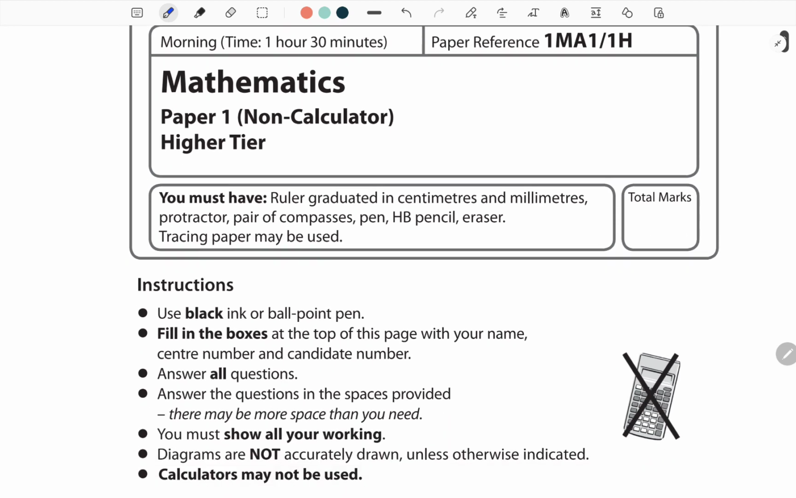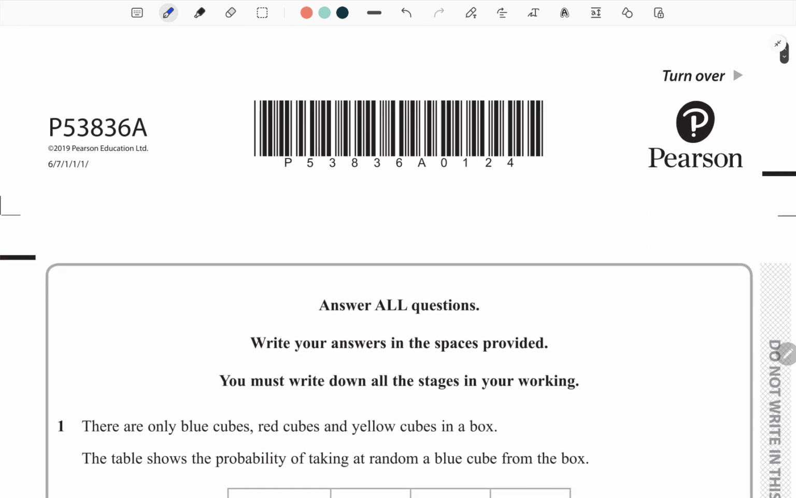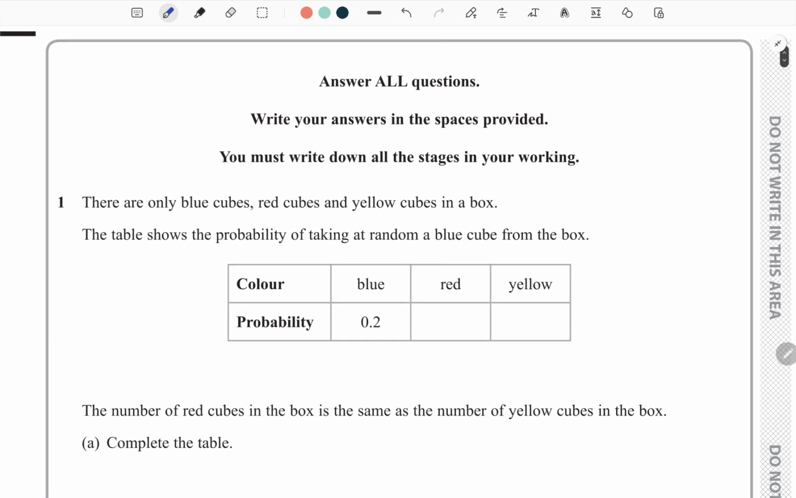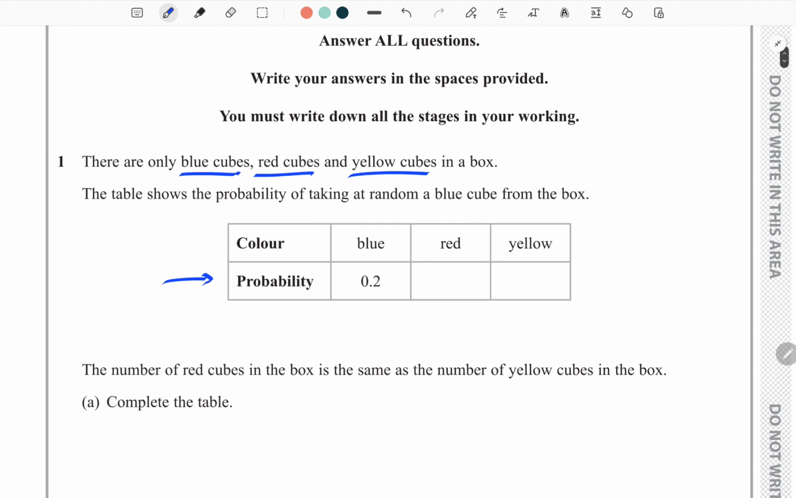All right, let's get down to the questions themselves. Question number 1. What do we have? Blue cubes, red cubes, yellow cubes in a box, and they've told us how many there are in a sense of probability rather than the actual numbers. Now, the important bit of information they give us is that the number of red cubes equals the number of yellow cubes in the box, so the same number.